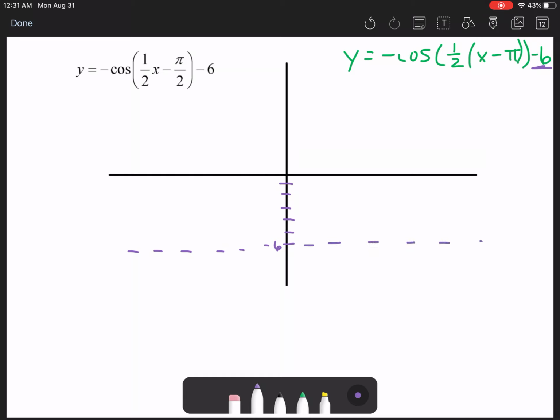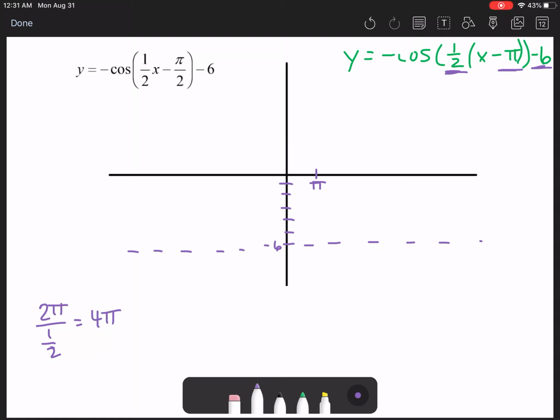So it's negative 6, and that's our midline. Okay, then we're going to look at where we are starting. That's a negative pi, which means we're going to go right pi. Just because of space, I'm just going to put it right here. So here's pi. Next thing, the normal period is 2 pi. We're going to divide that by b, which is 1/2. Divide by 1/2, same as multiplying by 2, so we get 4 pi.